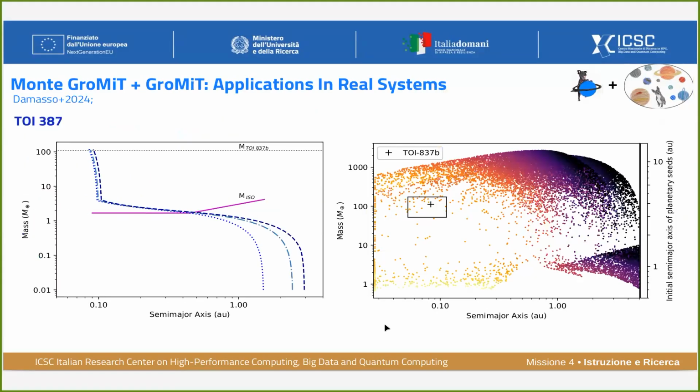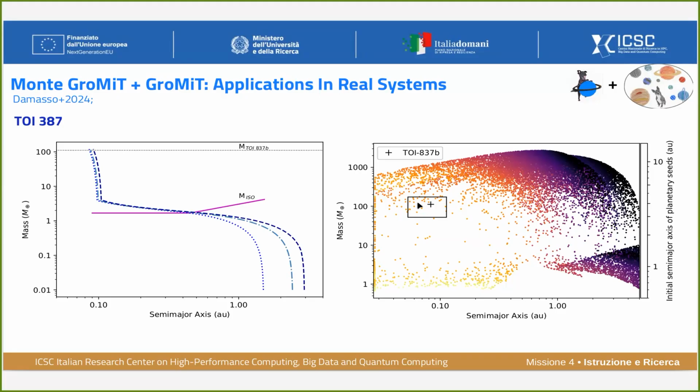So we were asked to apply this to observed exoplanets. This is one of these tests on the planet TOI 387 that is located at 0.8 AU. And you can see how useful it is to first run GroMiT to explore a wide range of possible initial setups for the disk and the evolution of the planet.